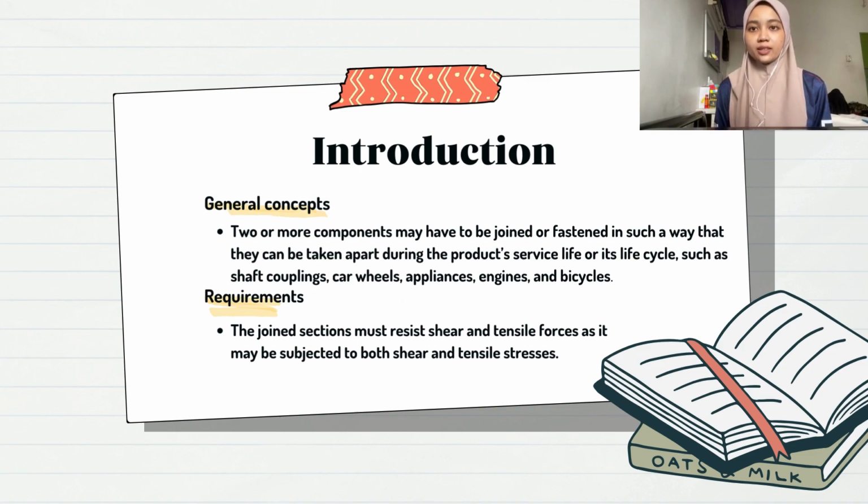So what is mechanical fastening process? Mechanical fastening process is a process of joining two or more components in such a way that they can be taken apart during the product service life or its life cycle, such as shaft couplings, car wheels, engines and bicycles. The main requirement for this process is that the joint sections must be designed to resist shear and tensile forces as it may be subjected to shear and tensile stresses.